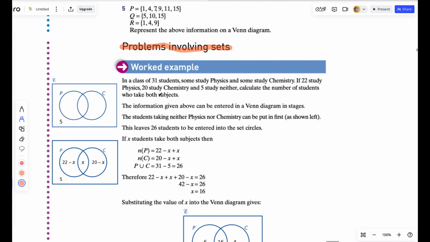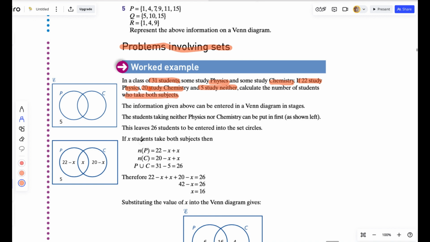Now let's take a look at this. Say in a class of 31 students, some students do physics, some students study chemistry. Now if 22 students study physics, 20 students study chemistry, and 5 students study neither. Neither means they don't do either of the two subjects. Calculate the number of students that do both.